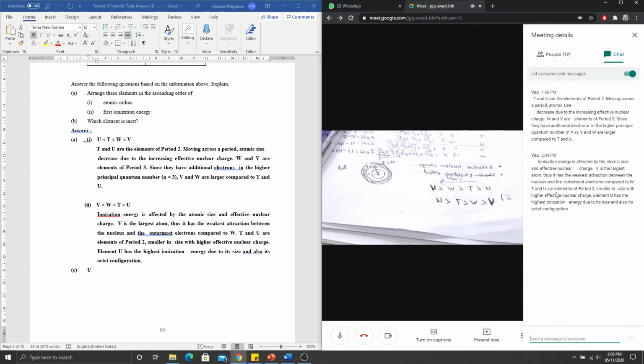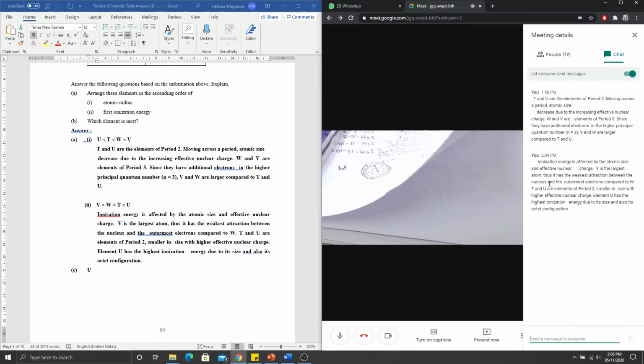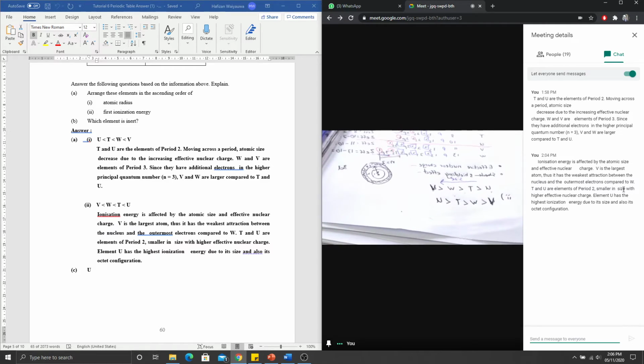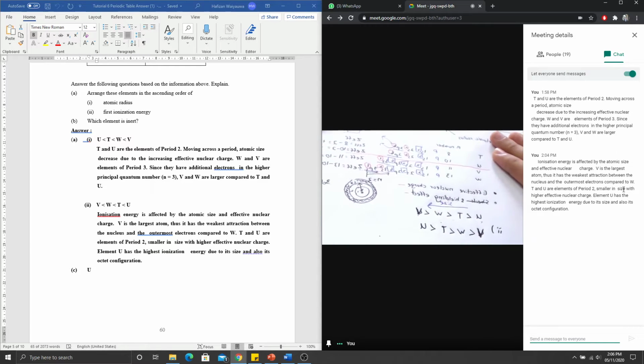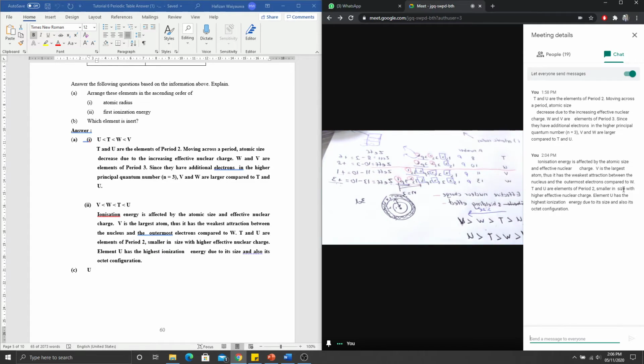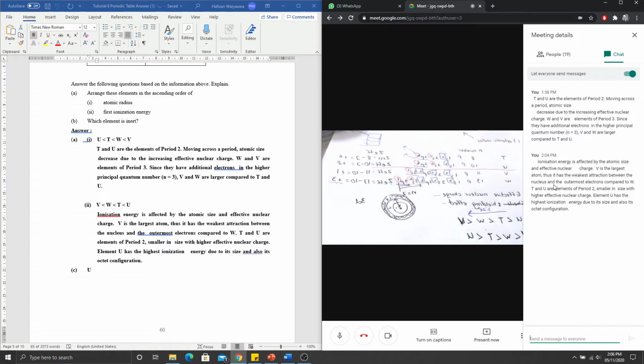Okay, V is the largest atom, thus has the weakest attraction between nucleus and the outermost electron compared to W. So, V paling besar, so elektron dia pun paling jauh. And also, if you see, effective nuclear charge dia pun paling rendah kan, only +1. Okay, and then kita compare dengan T and U.